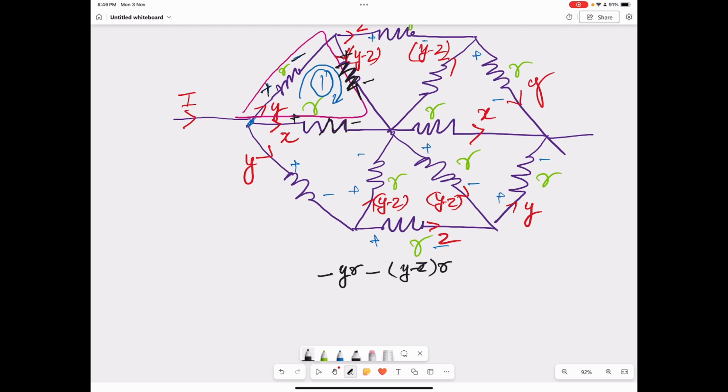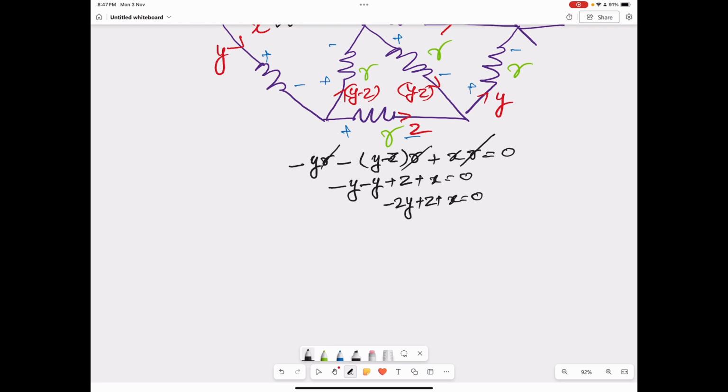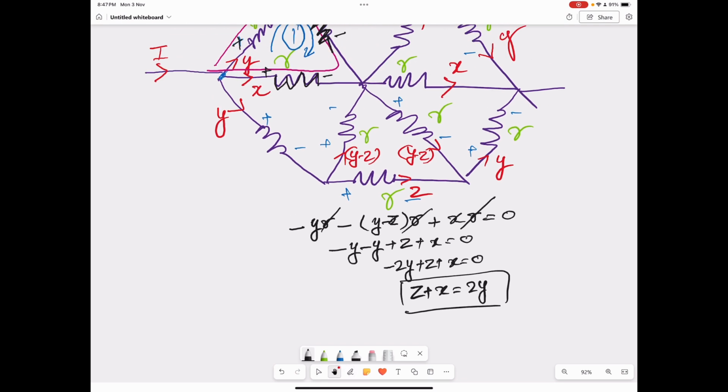And in this case, it is increasing. So I will use plus x into R is equal to 0, because the sum of all the voltages in a closed loop is 0. So R gets cancelled. I will write minus y plus z plus x is equal to 0. So it is nothing but minus 2y plus z plus x is equal to 0, or I can write z plus x is nothing but 2y. So this is the relation between the three currents x, y and z.